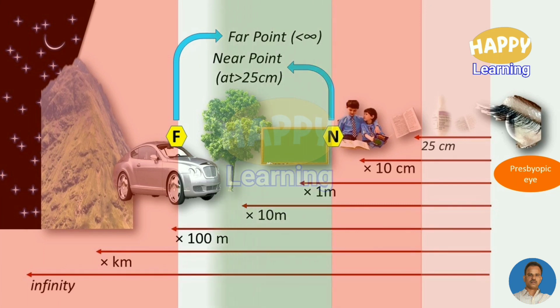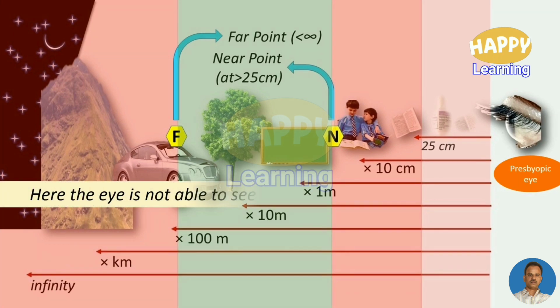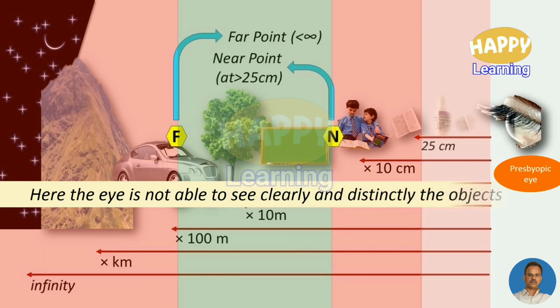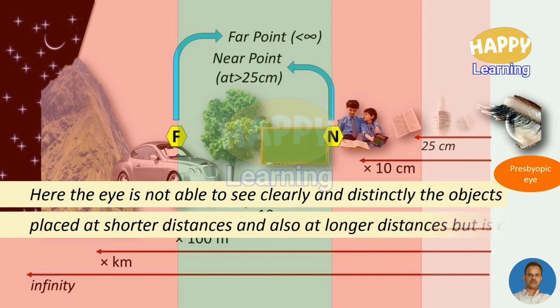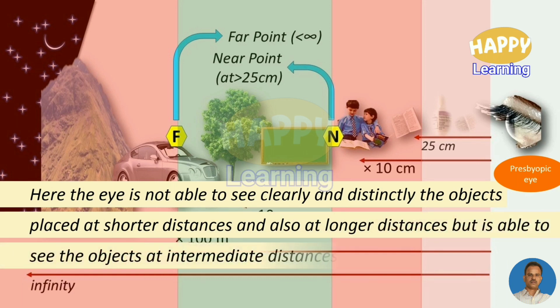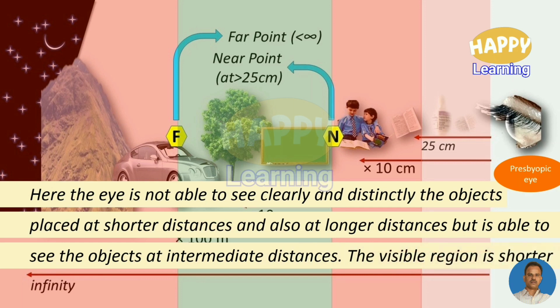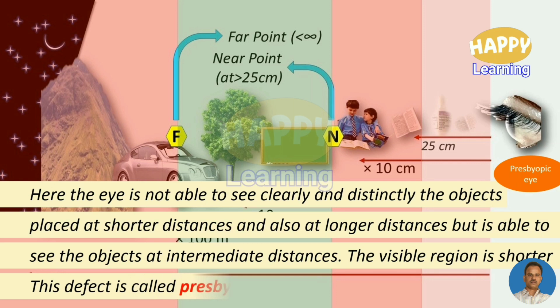Then this green shaded area is the area visible to the eye. Here, the eye is not able to see clearly and distinctly the objects placed at shorter distances and also at longer distances, but is able to see the objects at intermediate distances. The visible region is shorter. The defect is called presbyopia.